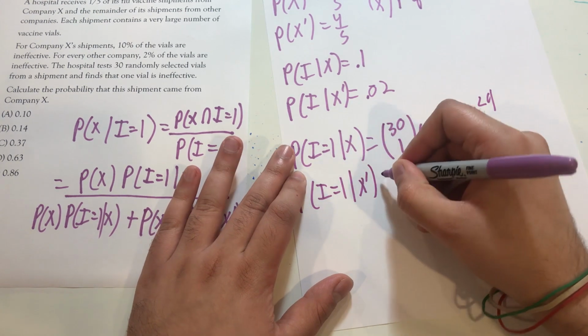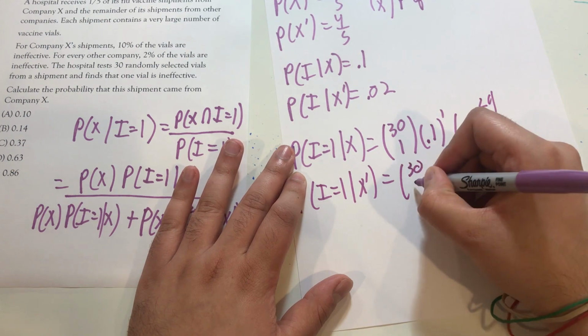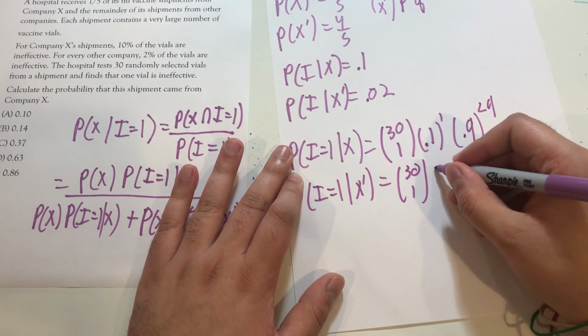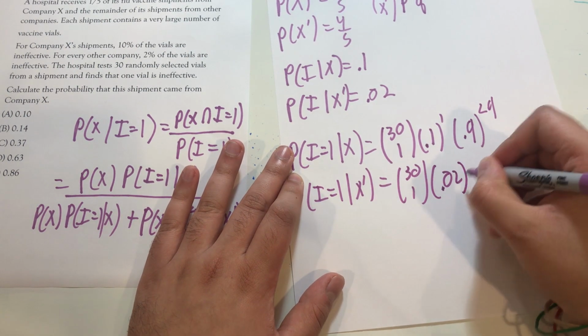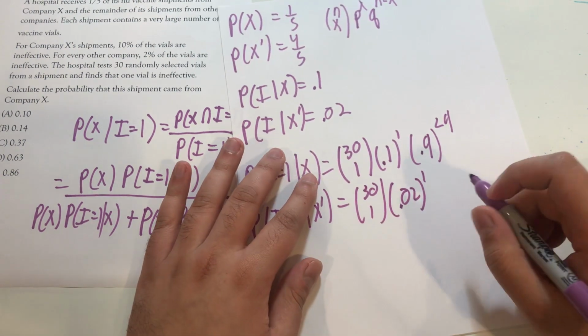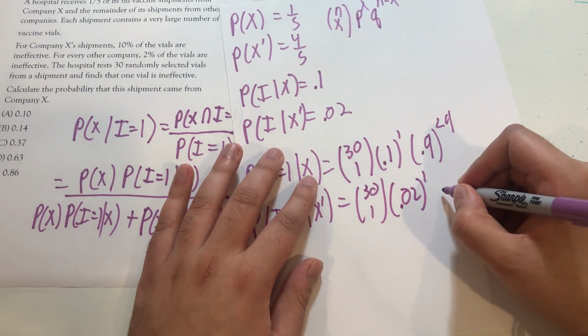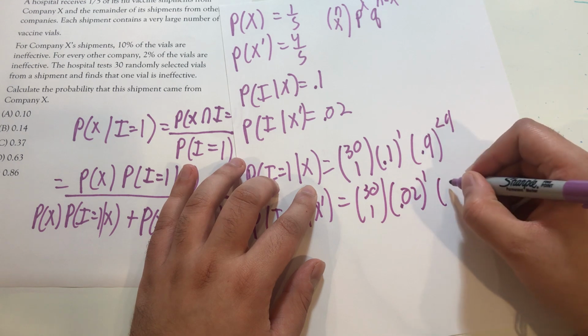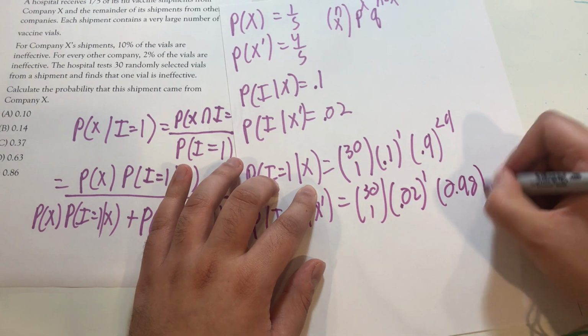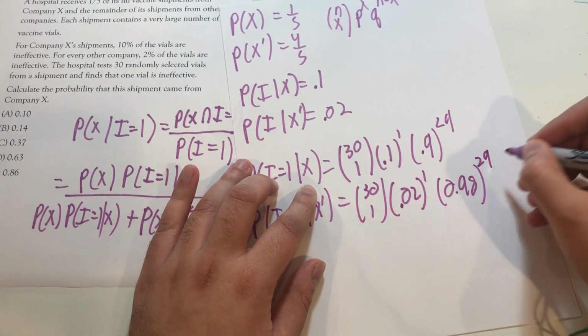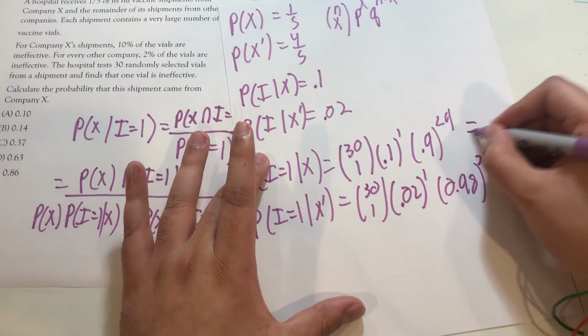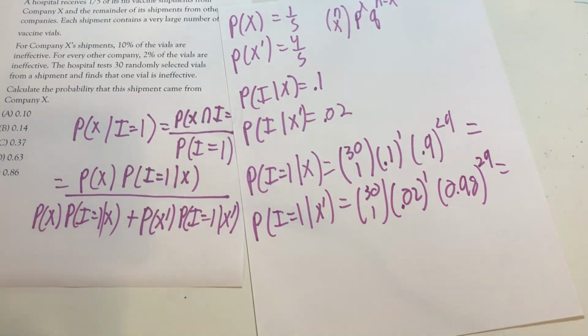And similarly, the probability of having exactly one vial be ineffective, given that you did not come from company X. That's 30 trials, one success, times the probability of a success, which is 0.02, raised to the power 1, times the probability of not having a success, which is 0.98, raised to the 29th power. And we need to find the values for each of these. And I'm just going to use a graphing calculator for that.